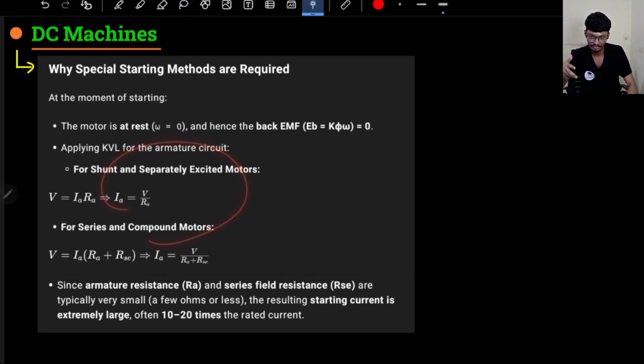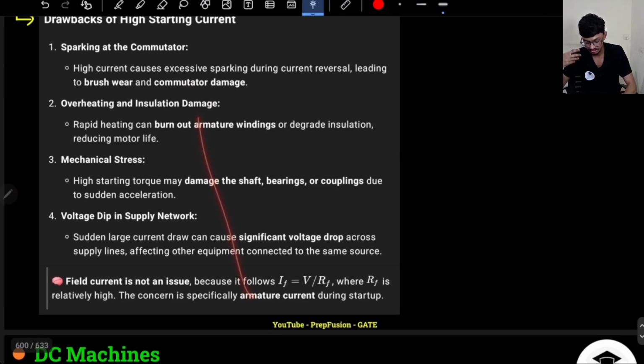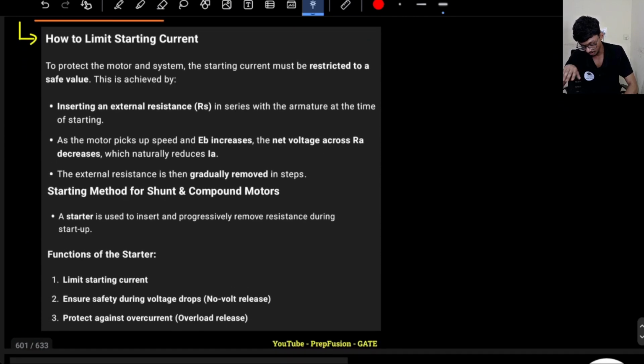Those things are the same KVL, KCL. Drawbacks also we have already discussed. What are the drawbacks? You can go through this. So to limit the starting current, we will use a starter.